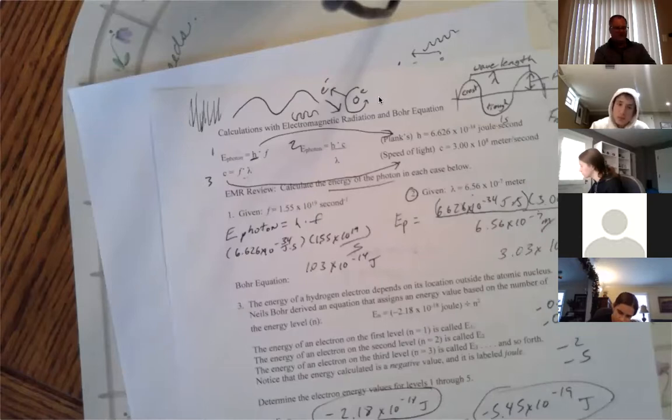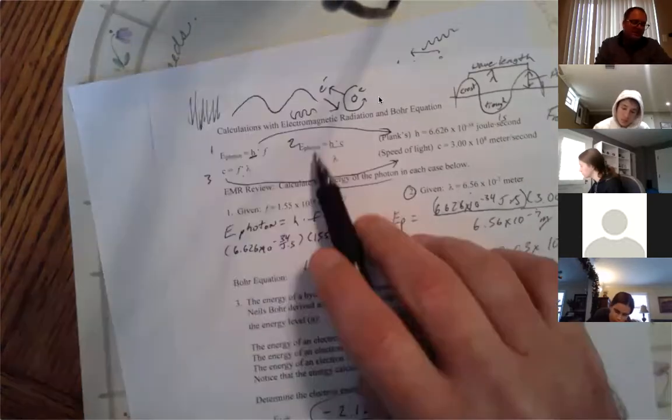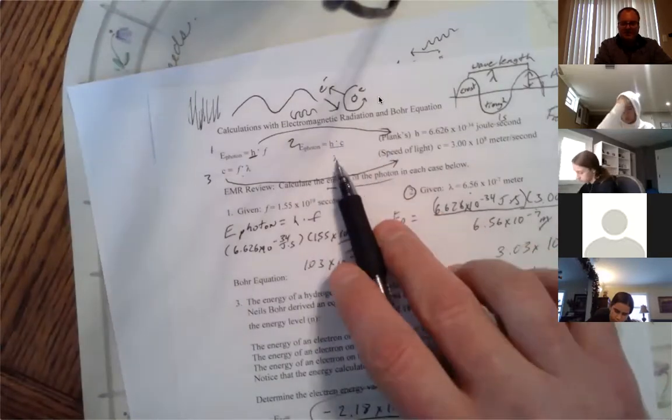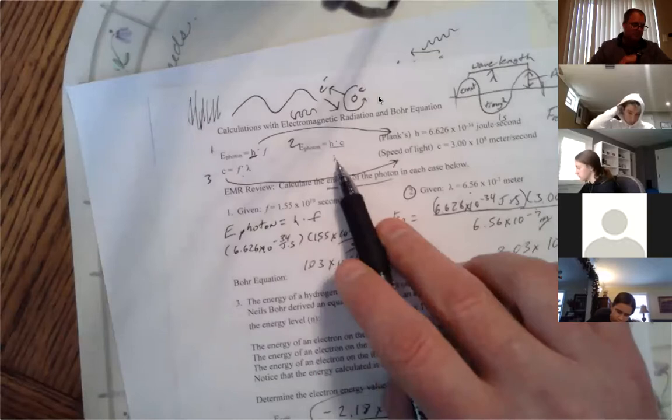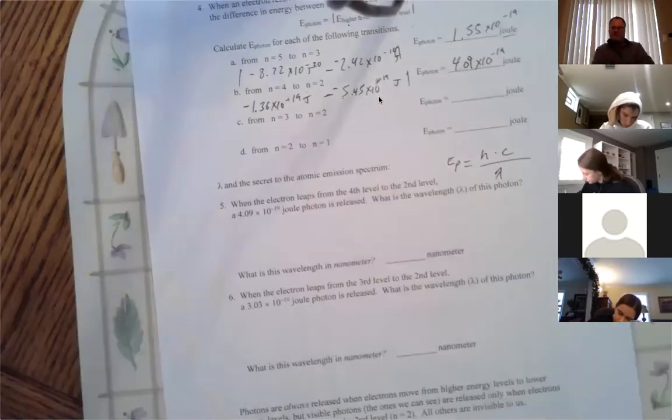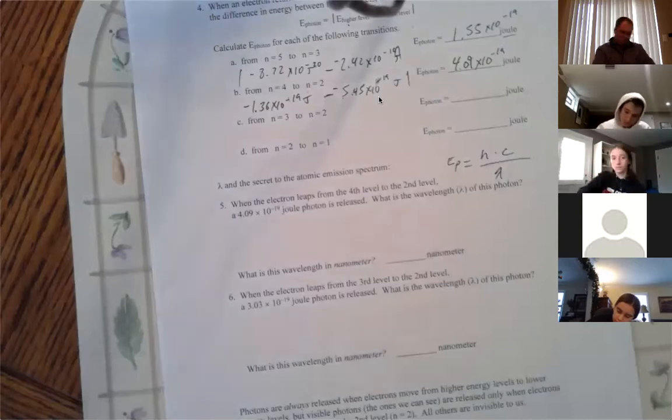Two. I have the energy of the photon. I know Planck's constant. I know the speed of light. That gives me lambda. I'm going to have to rearrange it. And that's actually what question 5 down here is. So if we have the energy of the photon, Planck's constant, and c, how do I rearrange this equation to solve for lambda? What do I need to do to both sides?